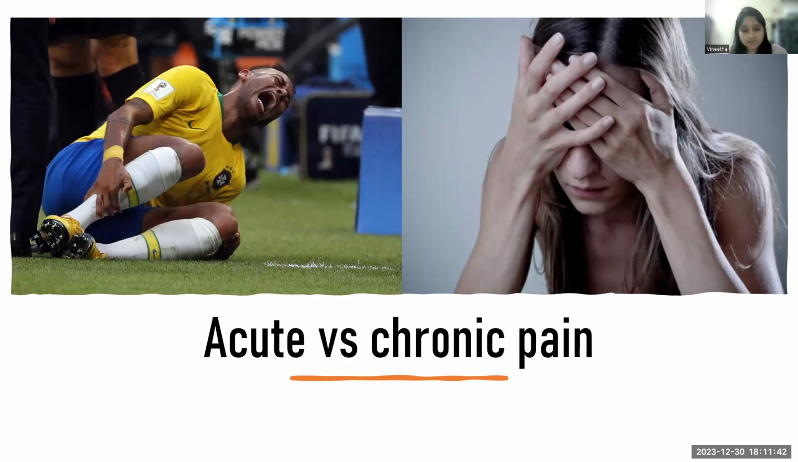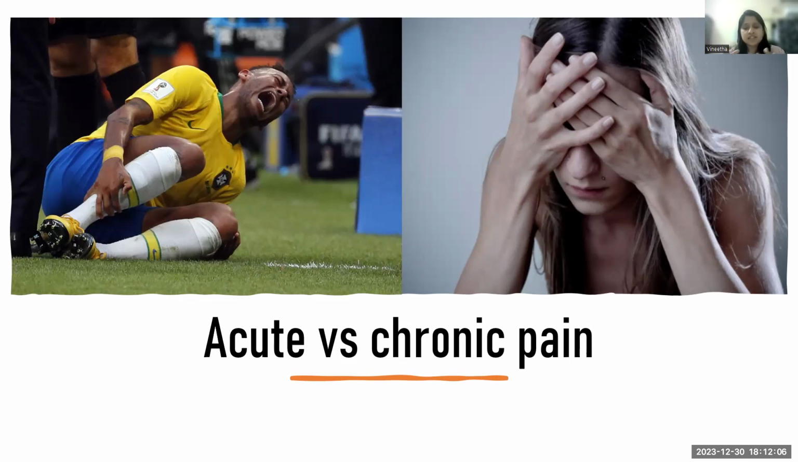In acute pain, the patient will be wincing, crying. There will be a lot of sympathetic activation like palpitation, tachycardia, sweating, and the patient appears to be in distress, and we believe it when the patient says that he or she is having pain. Whereas in chronic pain, the patient has had this pain for 3 months or more. That is the definition of chronic pain.